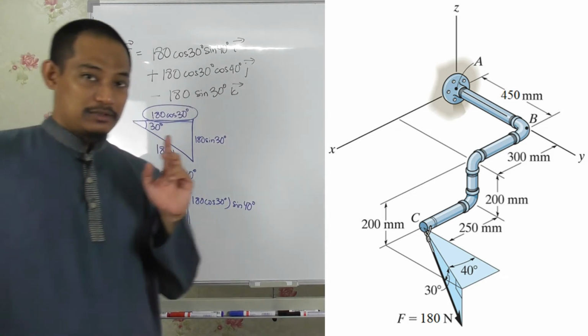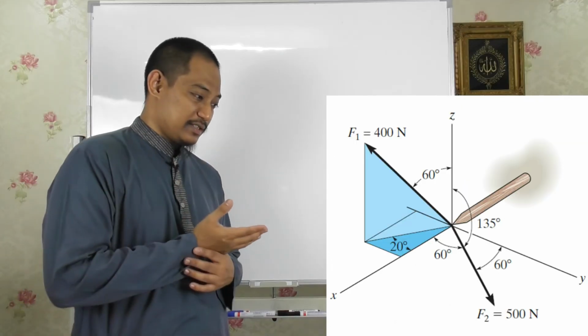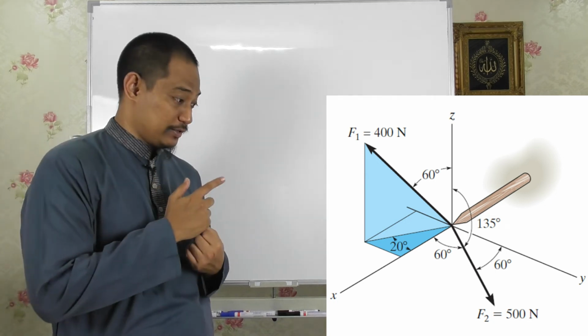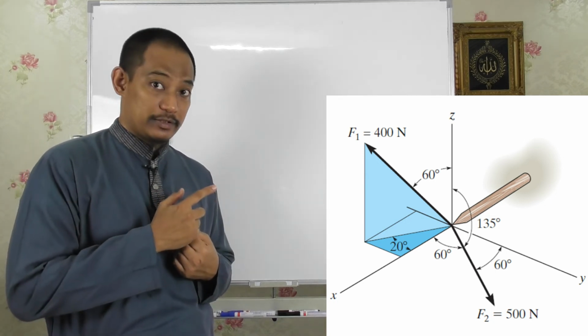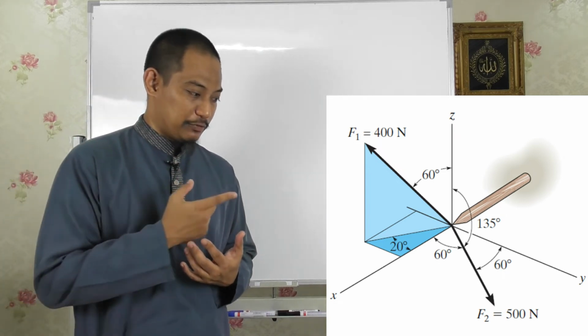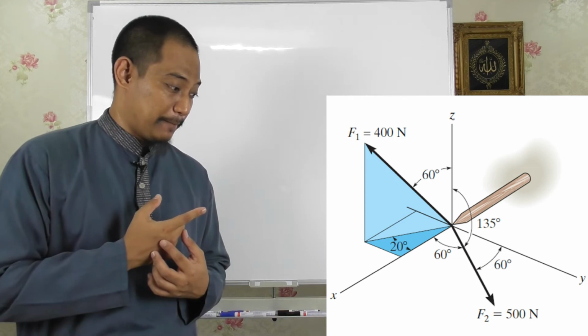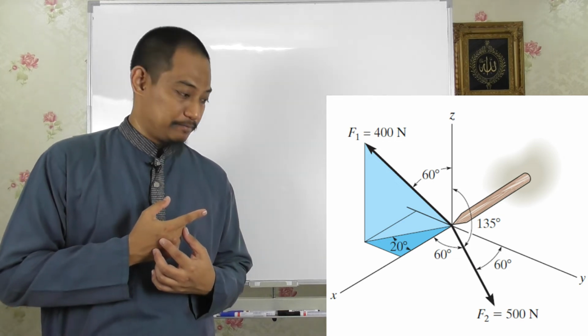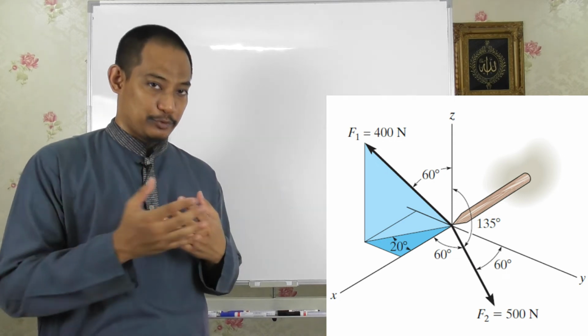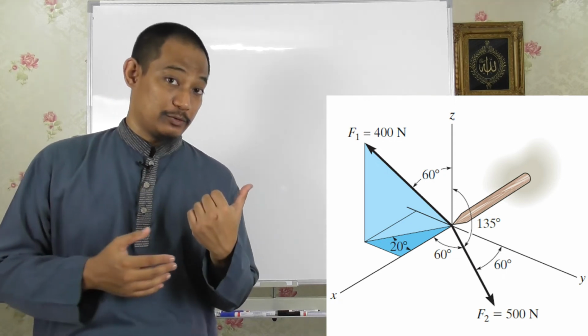All right. Third question. This is the third question, and we have two forces. One is F1, 400 Newton, another one is F2, 500 Newton. The angle is given, so this is where the first question that we found, where we have alpha, beta, and gamma, the coordinate direction angles, comes in. Of course, F1 is still a projected angle, just like question number 2.